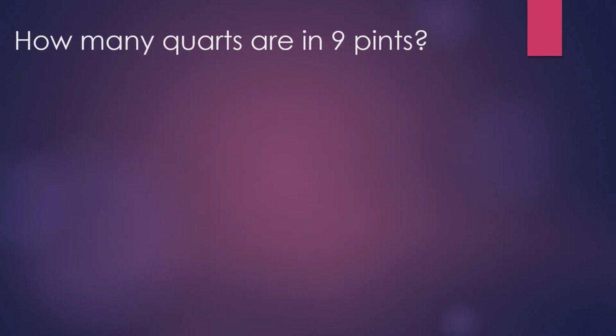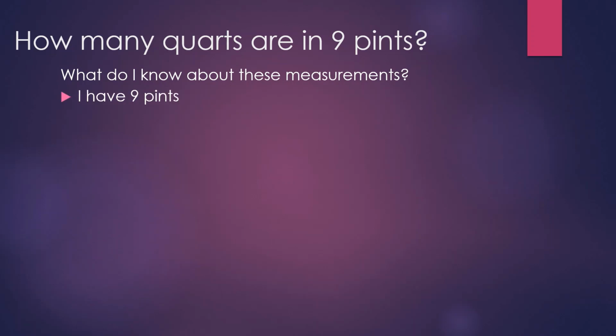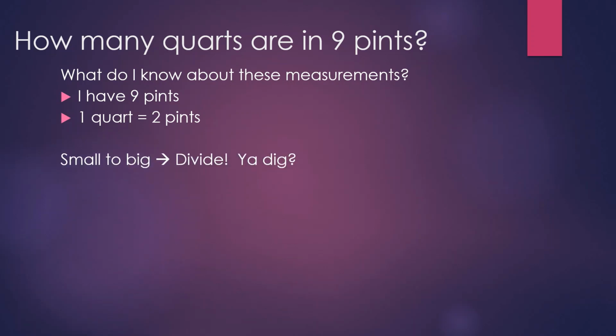In this example, we want to find out how many quarts are in 9 pints. When I figure out what I know about my measurements, I know that I have 9 pints and that 1 quart equals 2 pints. In this example, I'm going small to big, so I need to divide. You dig? Now, here's where it's a little tricky. When I divide 9 by 2, I'm going to come up with a remainder. 9 divided by 2 equals 4, remainder 1.